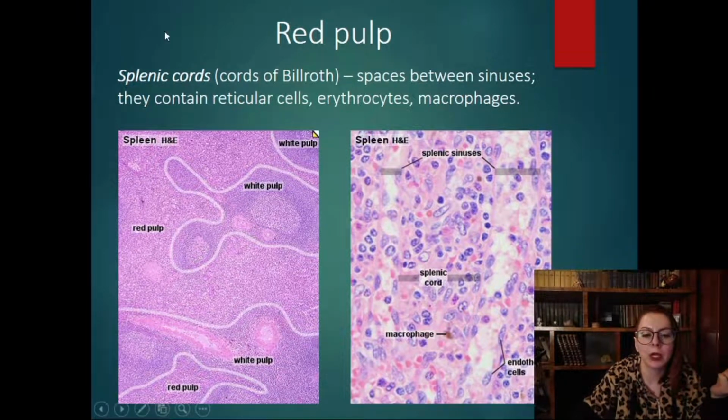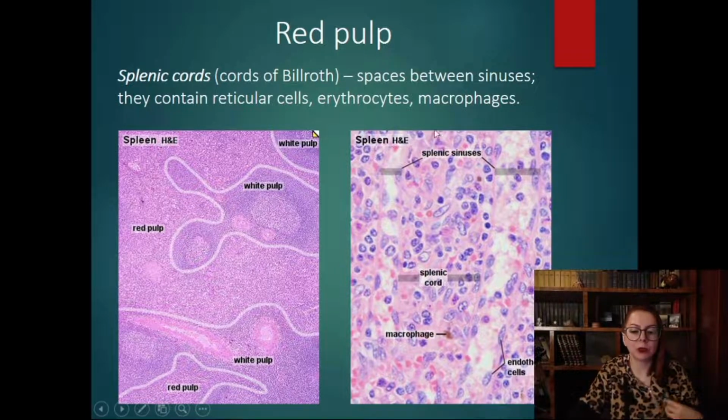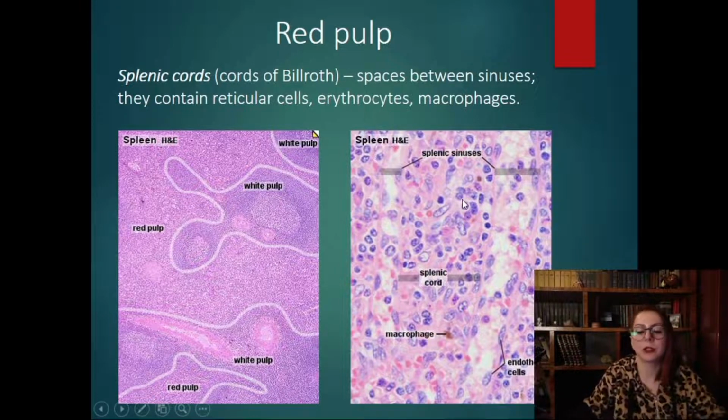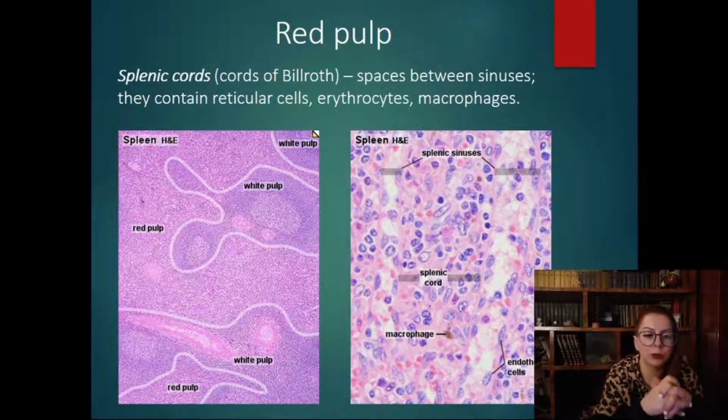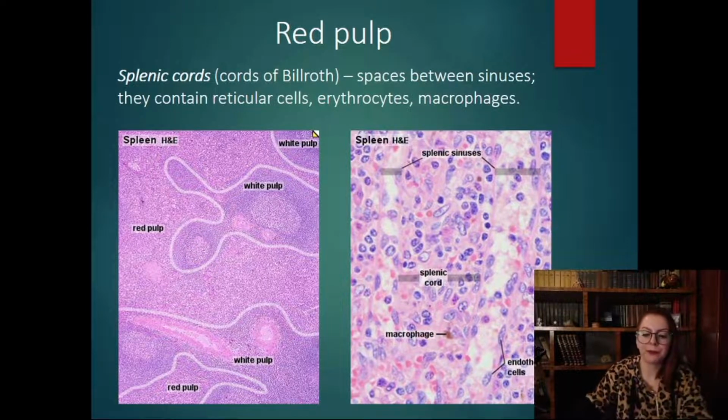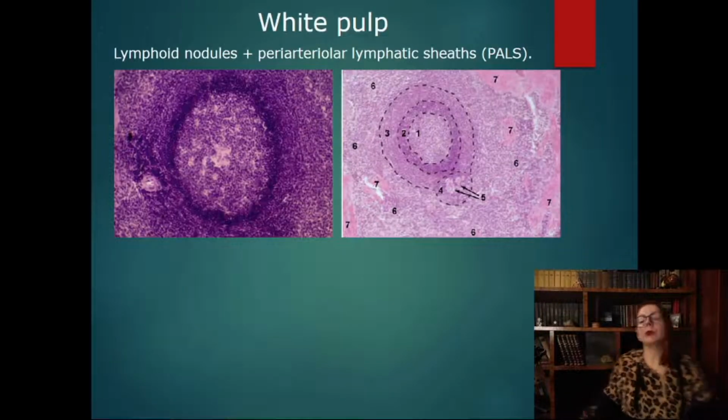of their iron. Sometimes we might find the term splenic cords or cords of Billroth, but this term is not very popular now, and it seems that it would disappear from the scientific literature because actually those spaces can be found only in sections, but if we make a three-dimensional reconstruction, those cords do not actually exist. So this is an ancient term coming from the previous century. Okay, and now what about the white pulp?